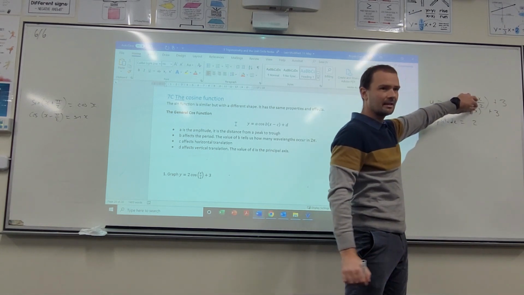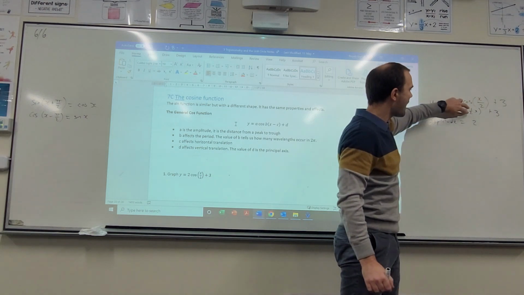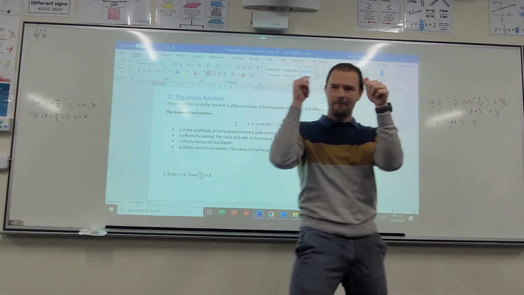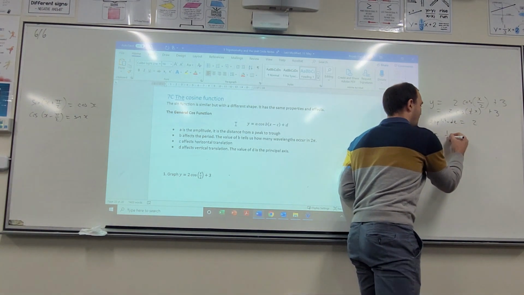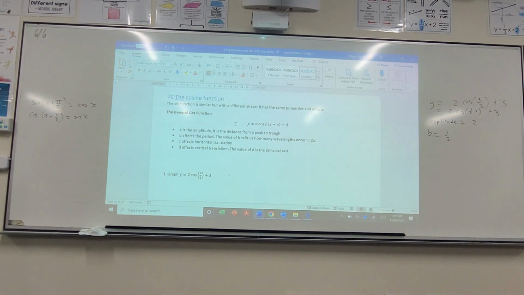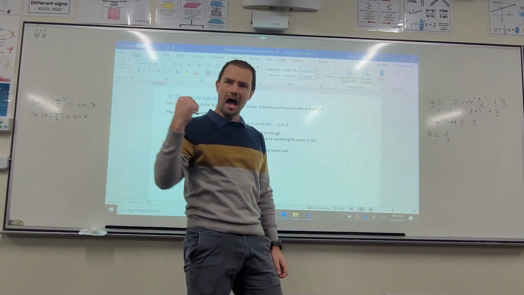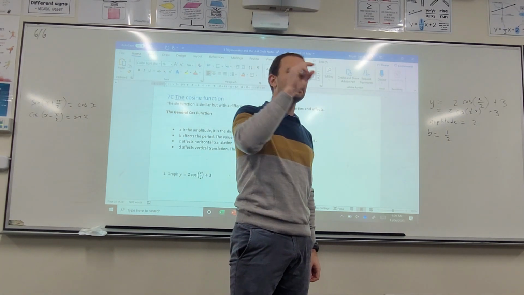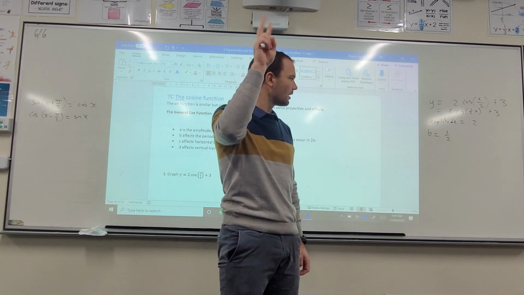We take it as x on x divided by 2, which is the same as half of x. And so our value of B is half. Okay, and we can understand that in 2 ways. The first way is to say that there is half a wavelength in 2 pi.